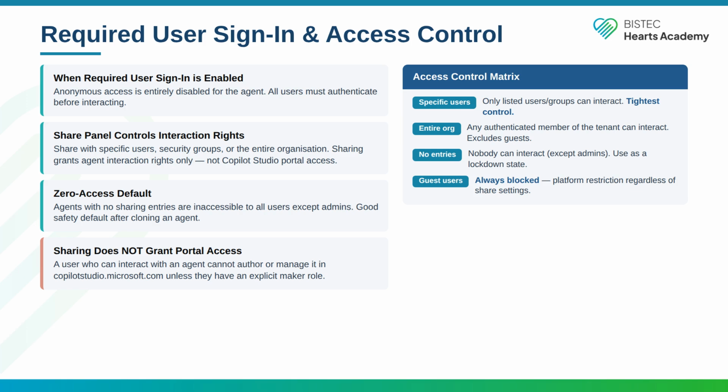Sharing an agent grants interaction rights only. A user who has been granted access through the Share panel cannot author the agent, cannot see it in the Copilot Studio portal, and cannot change any of its settings. They can only converse with it. Portal access and authoring rights require explicit maker role assignment.